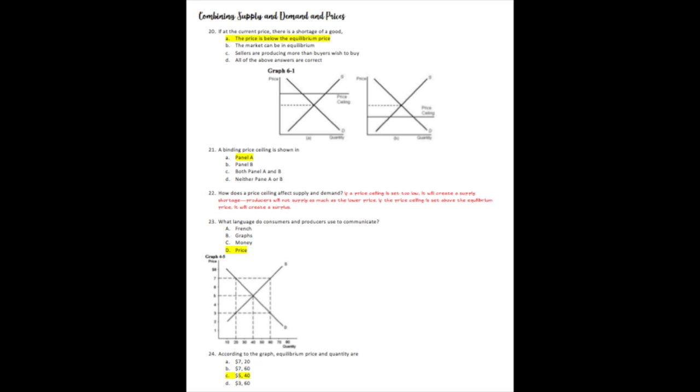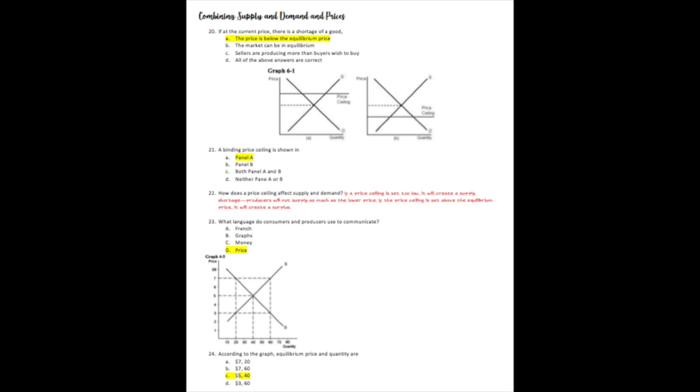How does the price ceiling affect supply and demand? You can read that. If the price ceiling is below equilibrium point, then that creates a problem for the producers, and so there will be a shortage because there will be more people that want the good than people who are willing to produce the good. So that is not good for the market. What language do consumers and producers use to communicate? That answer is prices. They communicate in prices.